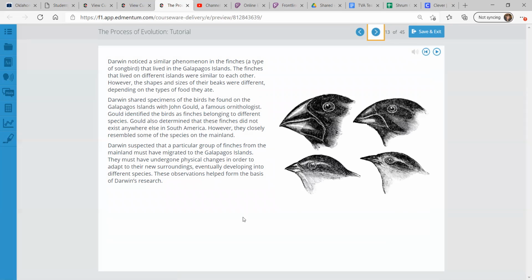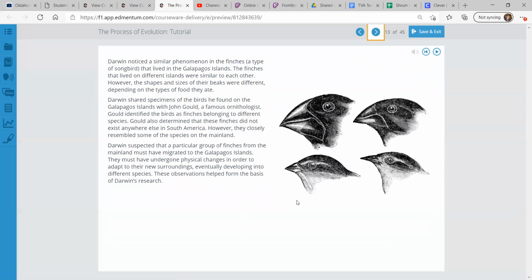Darwin noticed a similar phenomenon in the finches, which is a type of songbird that lived in the Galapagos Islands. The finches that lived on different islands were similar to each other, but the shapes and sizes of their beaks were different depending on the types of food they ate. You see how these are larger, maybe a mix, smaller, and pointier.